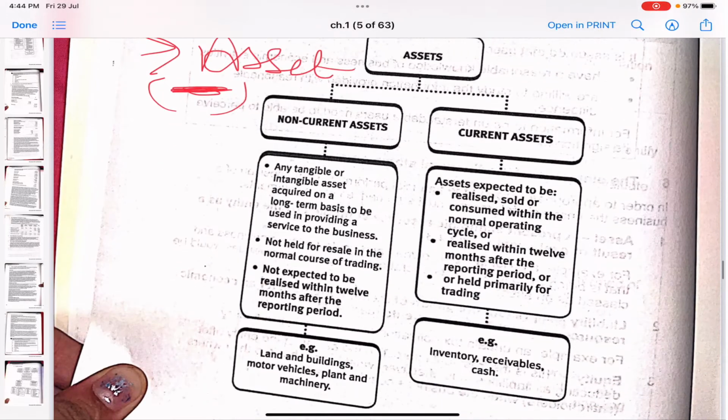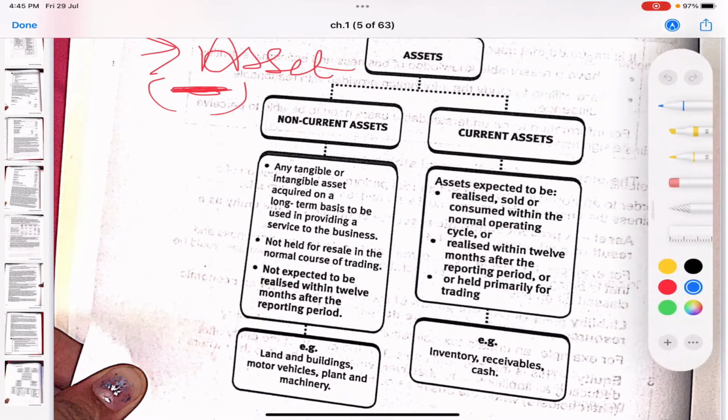So there are two types of assets. Now you know what assets are. Assets are material items which would help the business in growing, right? Now you know what an asset is, what a liability is, and what capital is. Now there are two types of assets: one is non-current assets and one is current assets.